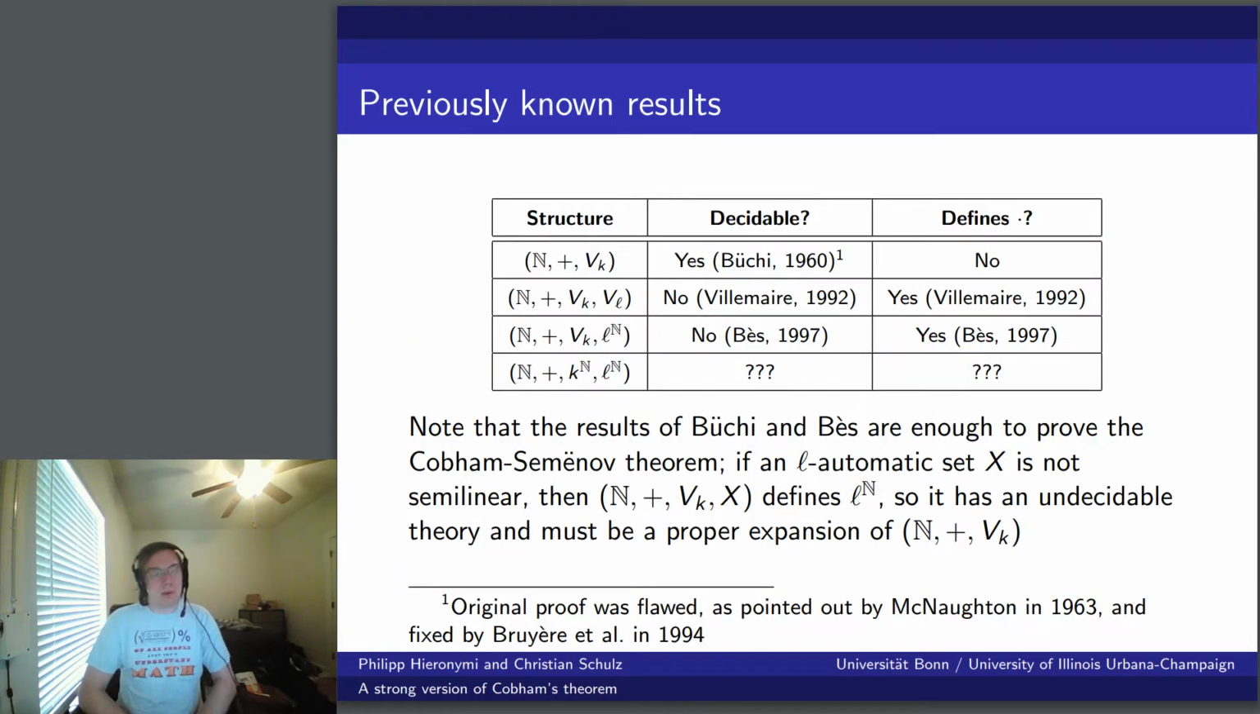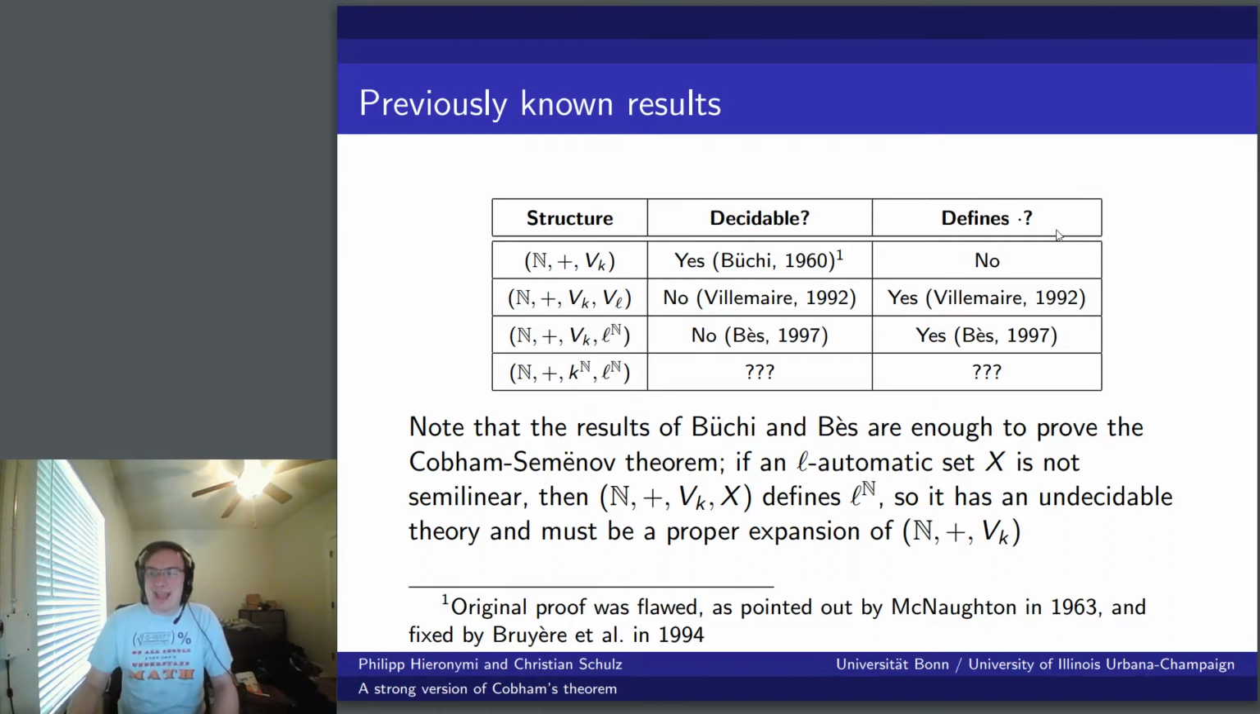So, what we're going to focus on for the rest of this talk is the notion of decidability of the first-order theory of a structure. And so the first case is, one will note that if we have addition and v_k in our structure, so this is essentially the structure of k-automatic sets, that structure does have a decidable theory. This is from the same 1960 Büchi paper that was a bit flawed and fixed later. I have an additional column here on the right, which is, does this structure contain a formula equivalent to the multiplication function?